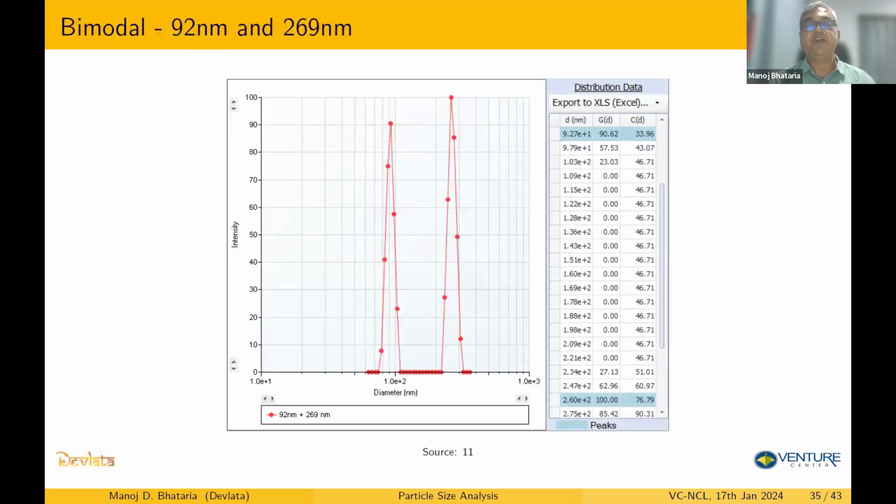This is an example of how a bimodal distribution appears: 92 and 200 nanometer.